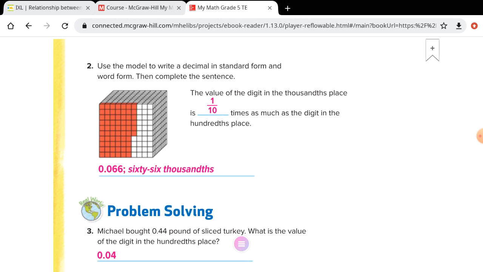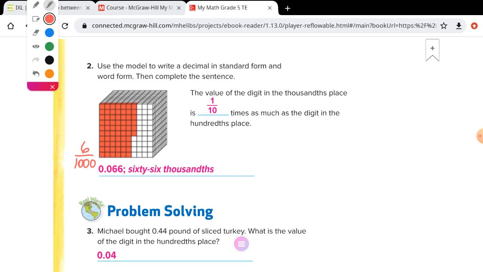Use the model to write a decimal in standard form, word form, then complete the sentence. Who can give me the fraction? Tyson, can you give me the fraction? 66 over 1,000. Okay. Decimal is written there, 0.066. Cam, why did I have to put a 0 in there? Yeah, because for it to be in the thousandths place, I need three decimal places, and 66 is a 2-digit number, so I had to fill in a 0 to push it over.